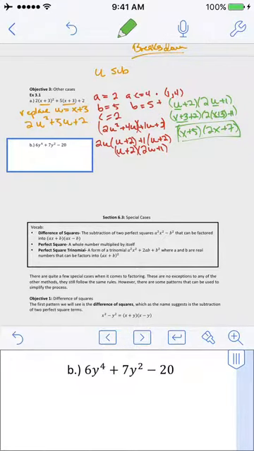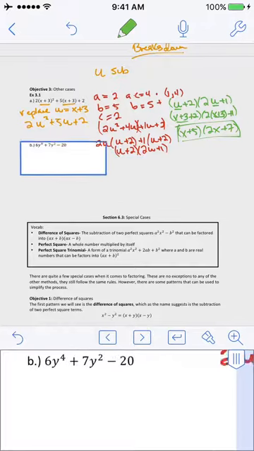Same kind of dealio. 6y to the 4th plus 7y squared minus 20. That's a quartic. That's what we call it, a quartic. It's a 4th degree polynomial, right? This one, you might think, okay, anything above a squared I can't do, right? I can't do. But again, we can use a u sub to make it a squared.